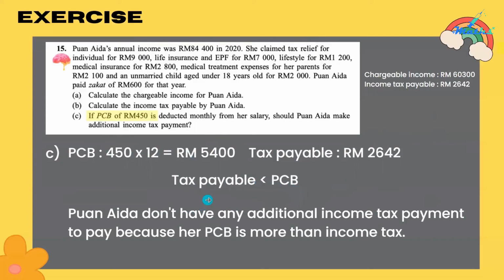So Puan Aida doesn't have any additional income tax payment to pay because her PCB is more than the income tax. So she already paid more than she needs to pay. So she doesn't have any additional income tax payment.